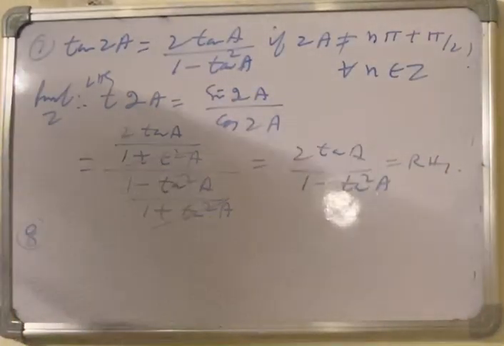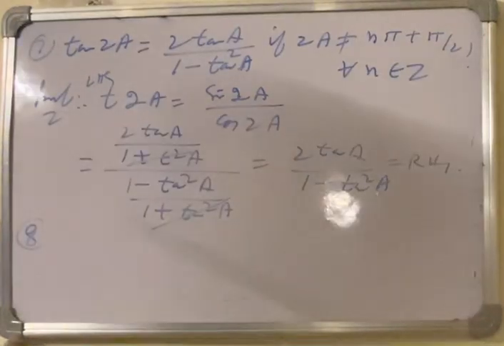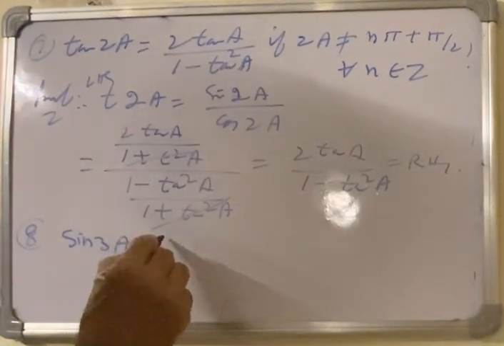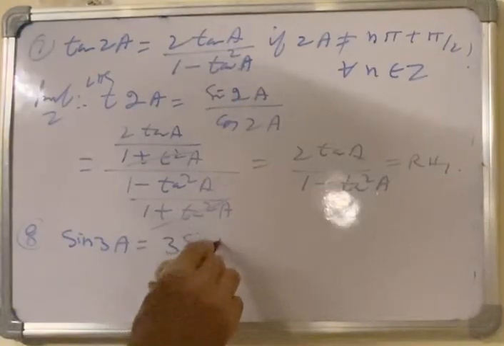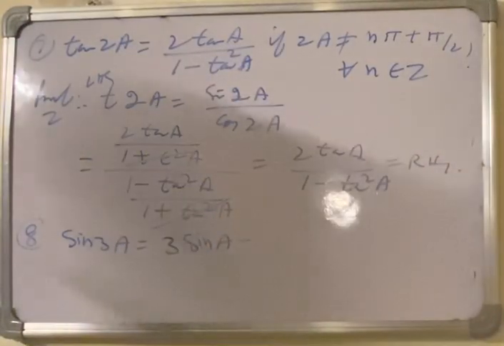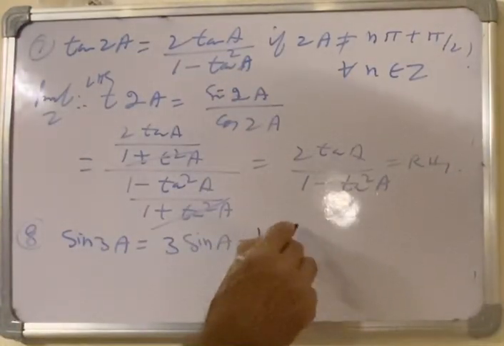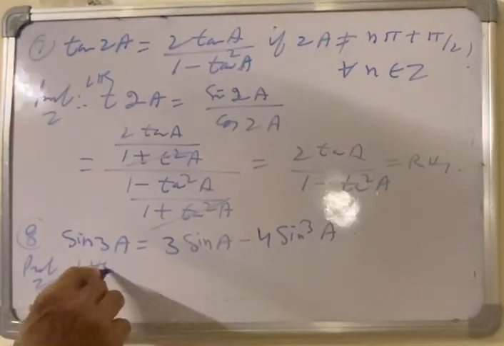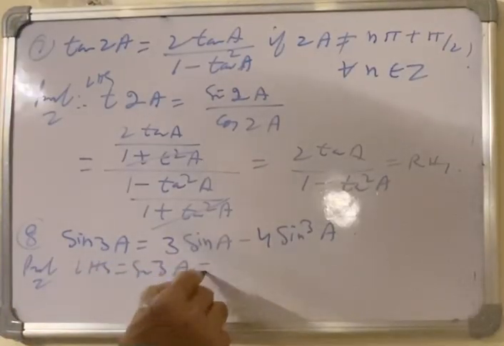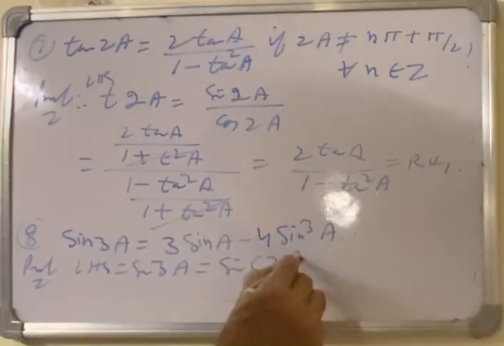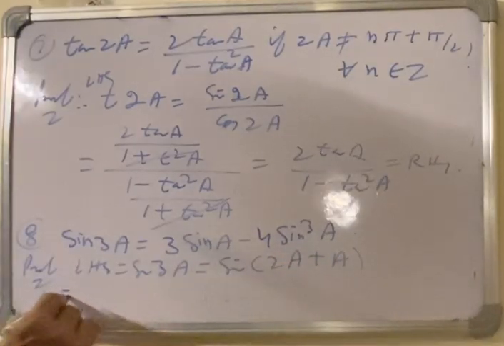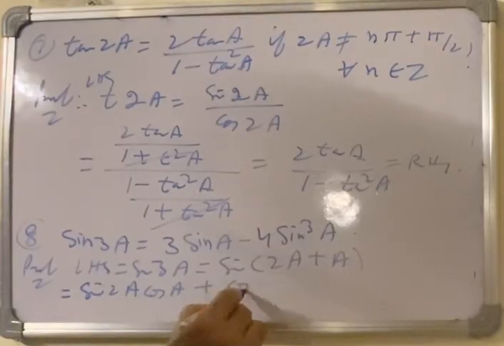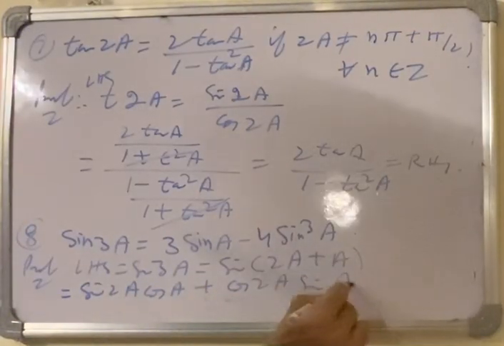Then next we take 3a, that is, first of all we take sine 3a. Sine 3a is equal to 3 sine a minus 4 sine cube a. Proof: left hand side sine 3a, we can write it as sine 2a plus a, which is sine 2a cos a plus cos 2a sine a.